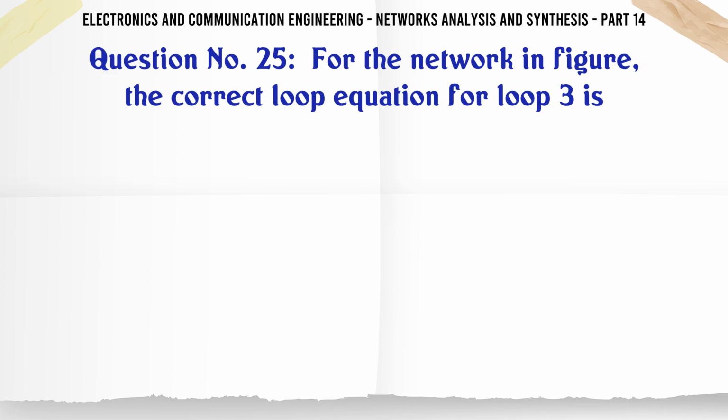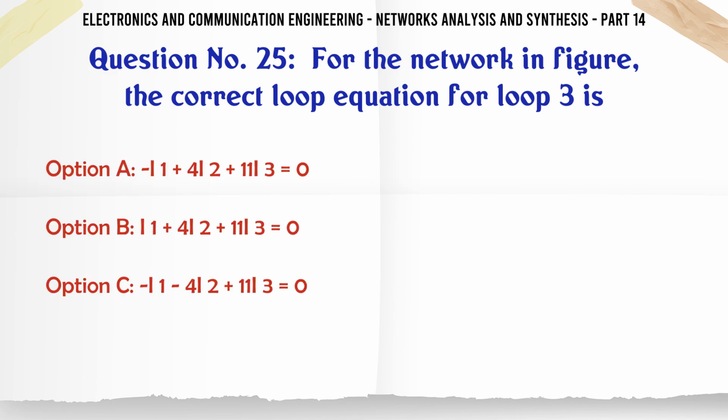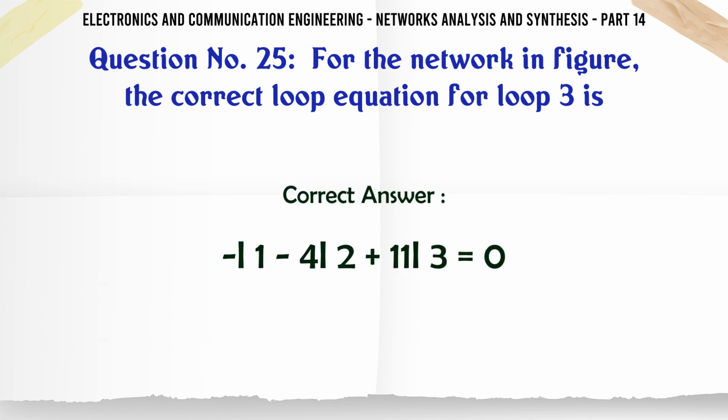For the network in figure, the correct loop equation for loop 3 is: A, I1 4 I2 11 I3 0; B, I1 4 I2 11 I3 0; C, I1 4 I2 11 I3 0; D, I1 4 I2 6 I3 0. The correct answer is I1 4 I2 11 I3 0.